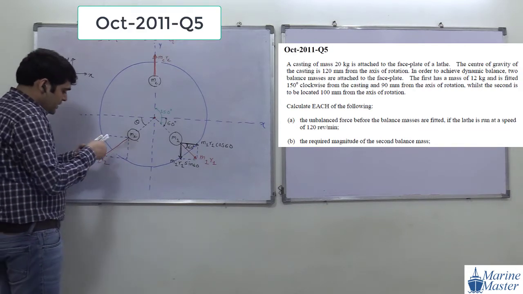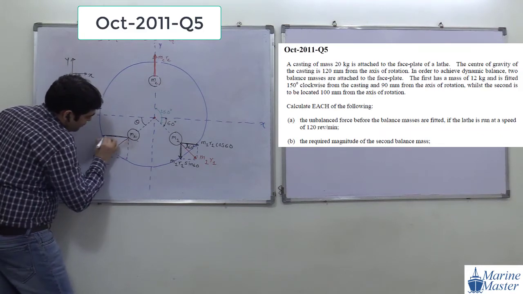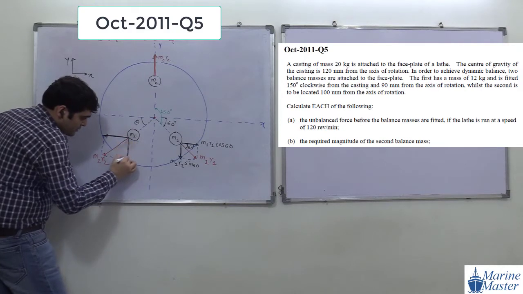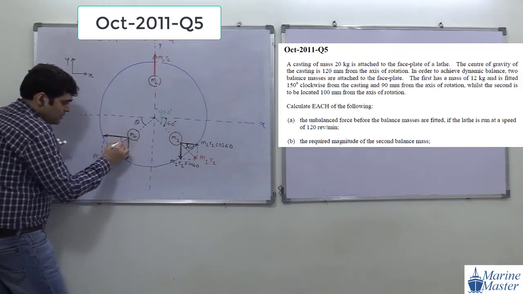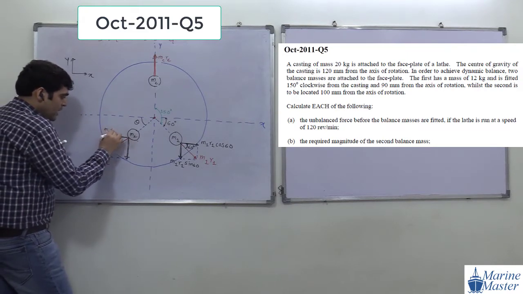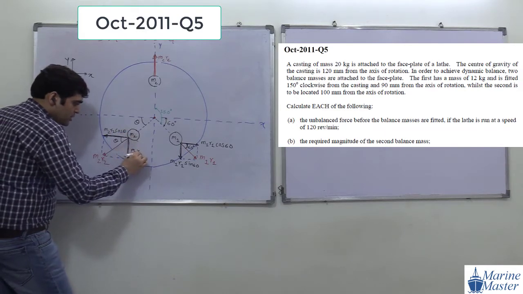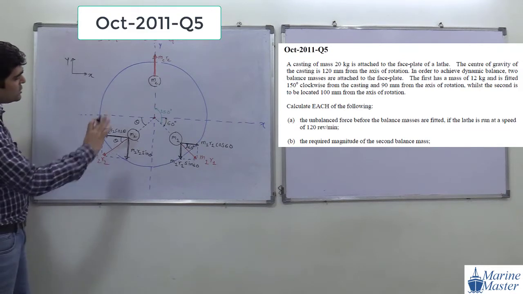So what about this one? This is one component. One component is in the X direction. Another component is in the Y direction. So this angle will be theta, that is unknown to us. This one is m2 r2 cos theta. This is m2 r2 sin theta. Okay. Any doubt in this drawing?